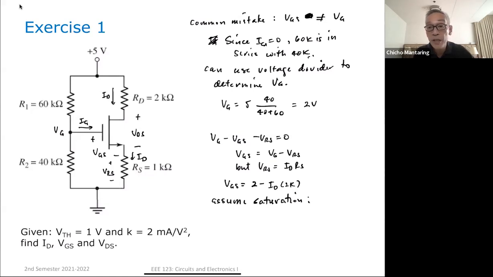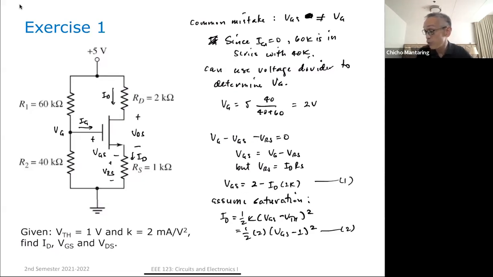Okay. If you assume saturation, what is your saturation equation? You have ID is equal to 1/2 K (VGS minus VTH) squared. So this is 1/2 times 2 times (VGS minus 1) squared. So this is equation 1 and this is equation 2. So you can solve for VGS and ID.